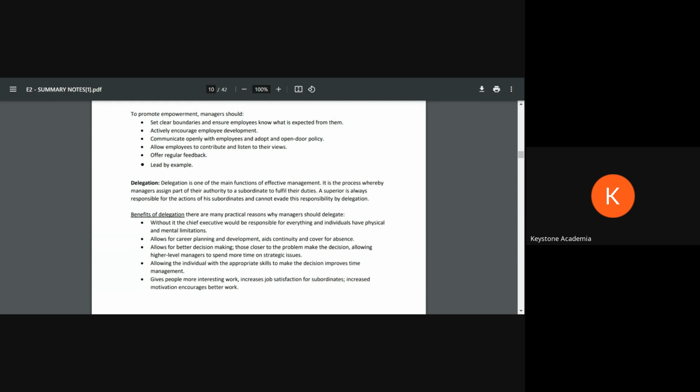Now, moving on to delegation. What is delegation? Delegation means basically delegating the work. Dividing. You cannot escape like that. You can't say delegating work. What is delegation?